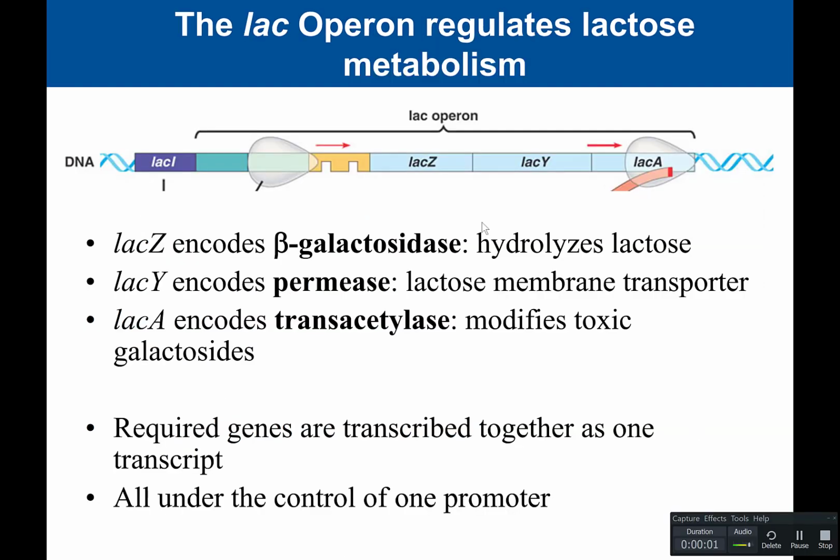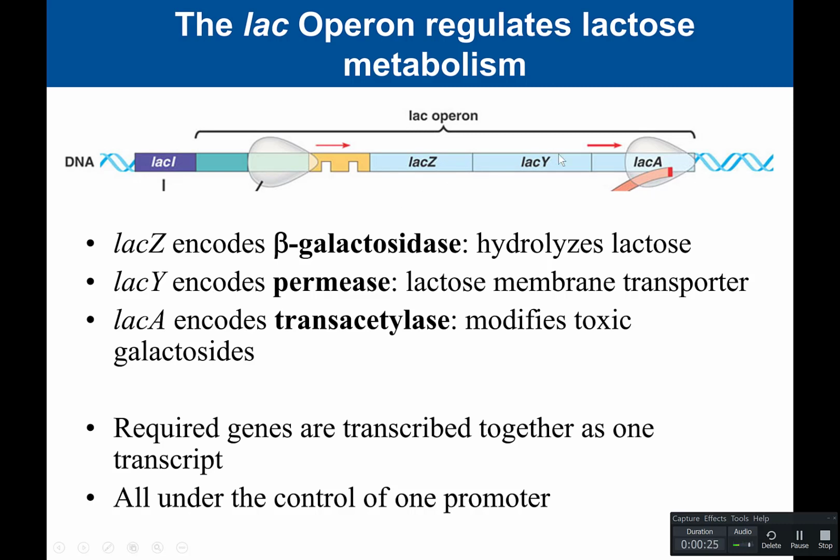So if we look at the lac operon, again, we have our promoter, our operator, and the genes that they control. In the lac operon, there are 3 genes that are controlled by this promoter. We have our LAC-Z gene. LAC-Z encodes that beta-galactosidase. Remember that that's the enzyme that is used to hydrolyze the lactose.